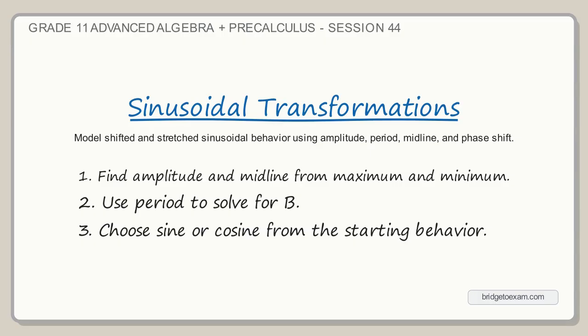By the end, you should be able to do these three things. 1. Find amplitude and midline from maximum and minimum. 2. Use period to solve for b. 3. Choose sine or cosine from the starting behavior.